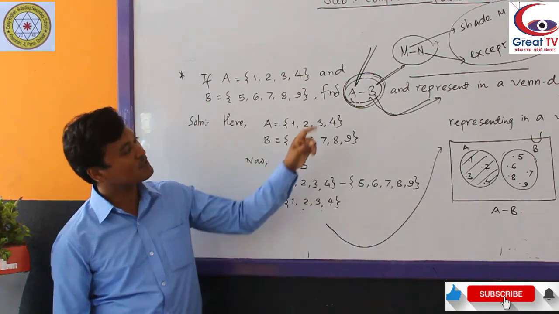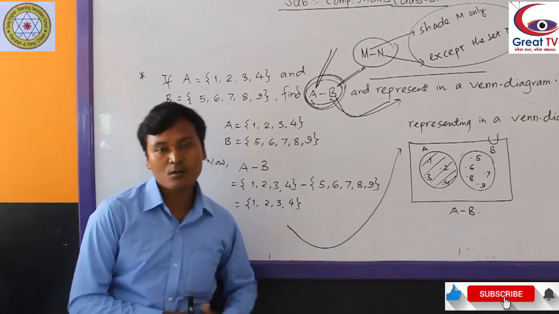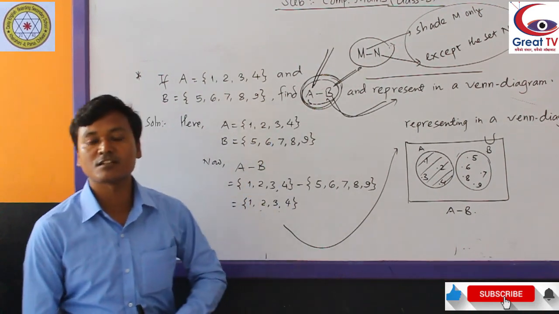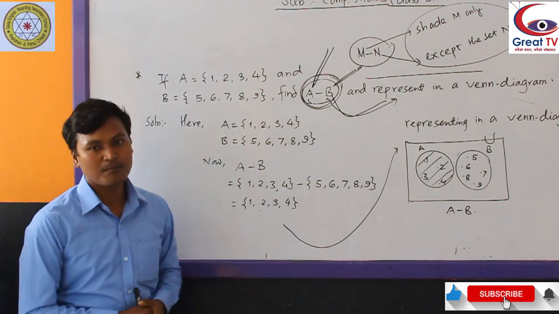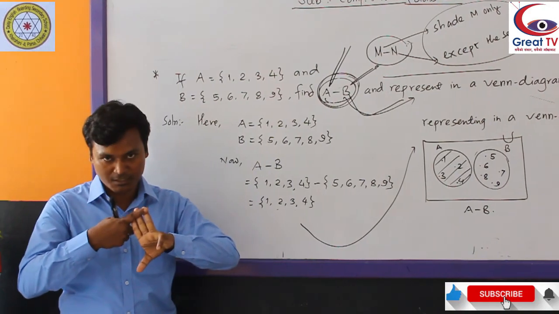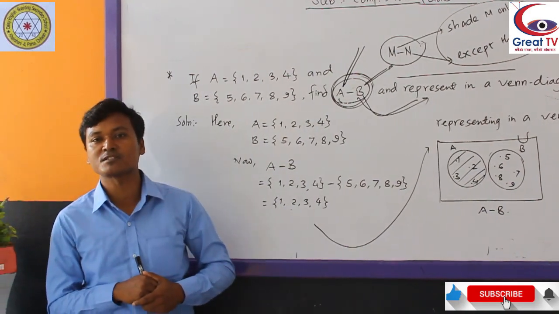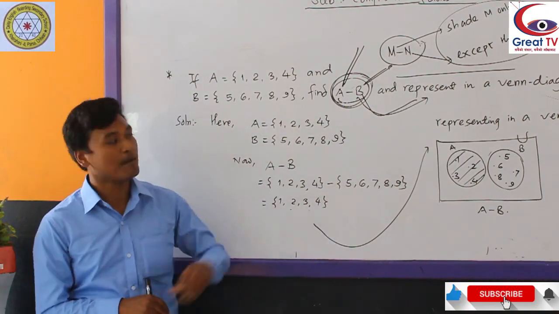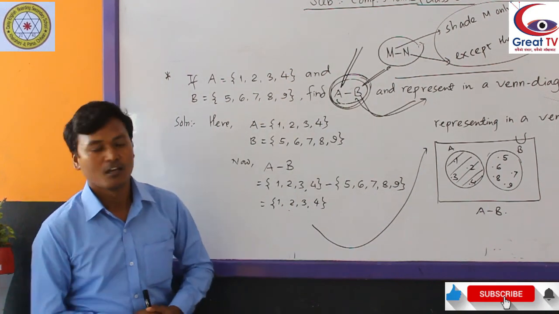And at last, we must shade the region represented by the given set operation in the given Venn diagram. There may be overlapping case, there may be disjoint case, there may be the case of subset, and sometimes there may be three subsets of universal set. How to show the sets in Venn diagram, we shall talk in our next classes.